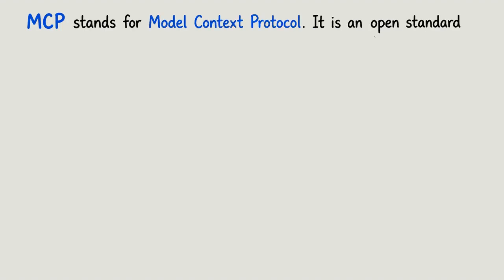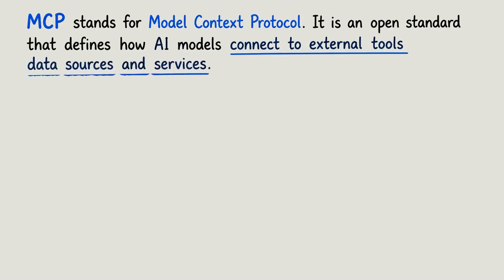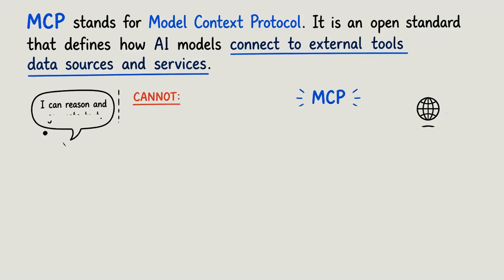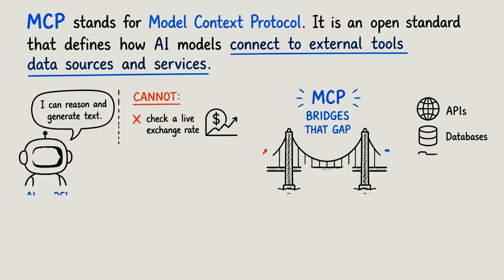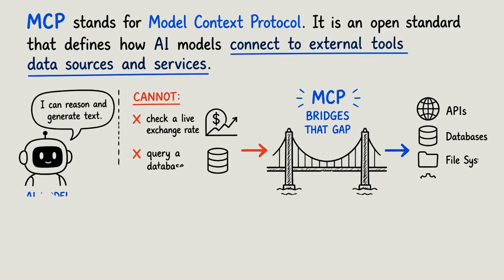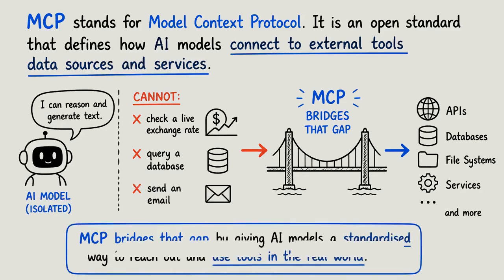MCP stands for Model Context Protocol. It is an open standard that defines how AI models connect to external tools, data sources, and services. An AI model on its own can reason and generate text, but it is isolated. It cannot check a live exchange rate, query a database, or send an email.